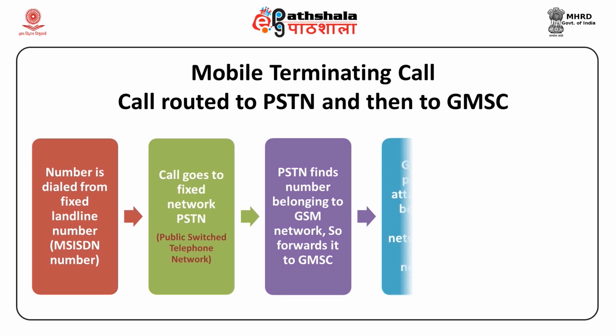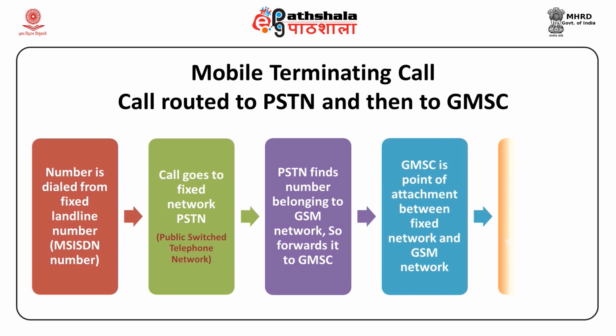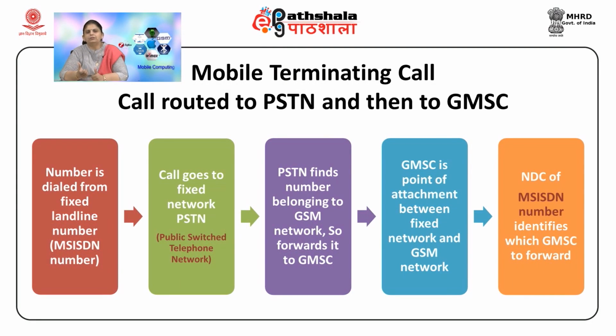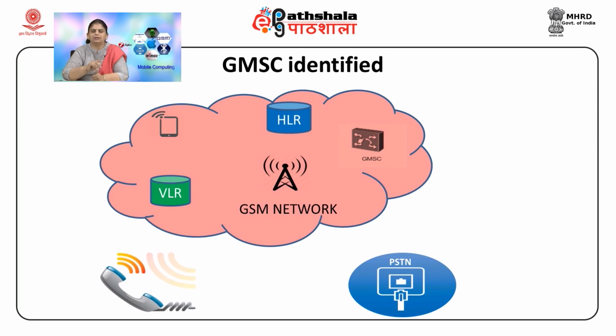So, you can see that when a number has been dialed, the call goes from the fixed network, that is the PSTN. PSTN finds that the number belongs to the GSM network. So, it forwards it to the GMSC, that is the point of attachment between the fixed network and the mobile network, and then the GMSC is identified. At this point the GMSC is identified. You can just see this sequence in the animation provided.